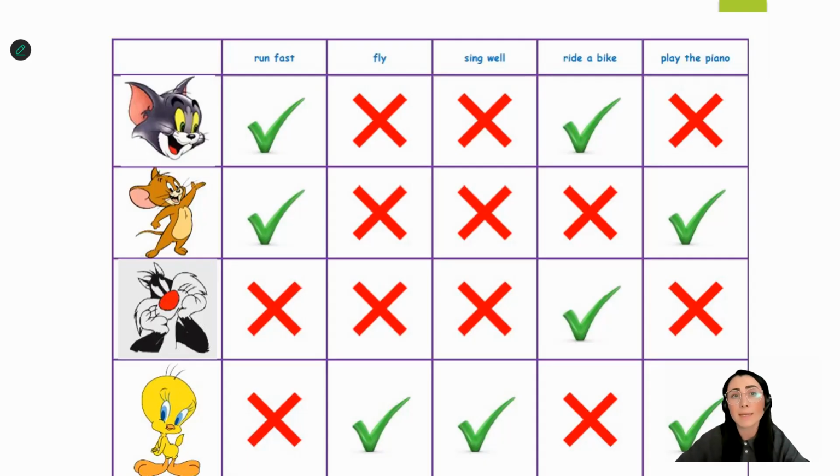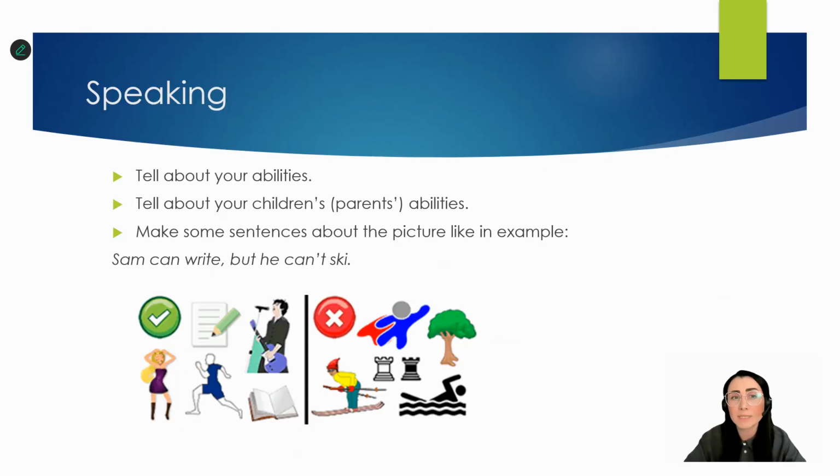For example, I can ask you, Can Tom run fast? Yes, he can. Can Tom fly? No, he can't. Can Jerry sing well? No, he can't. Can a cat run fast? No, he can't, and so on. Take a piece of paper or your copybook and make as many sentences with the verb can or cannot as you can. Now, tell me about your abilities.